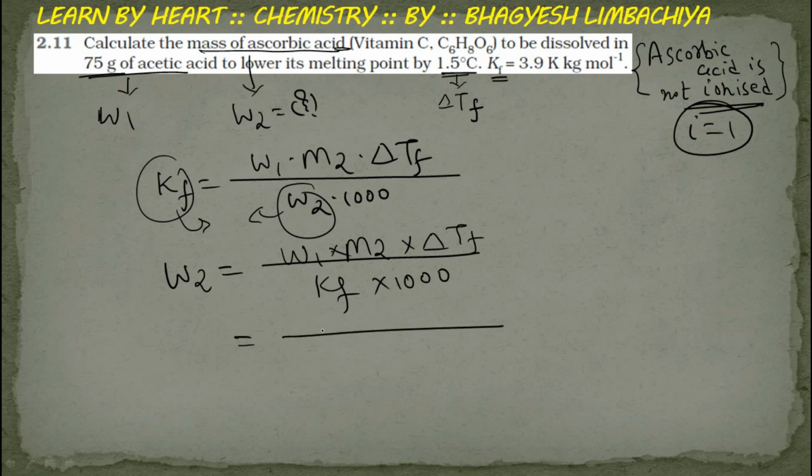W1 is 75, M2, the molecular mass, is 176, delta TF 1.5, Kf 3.9 multiplied by 1000, and by division we will get 5.077 gram.